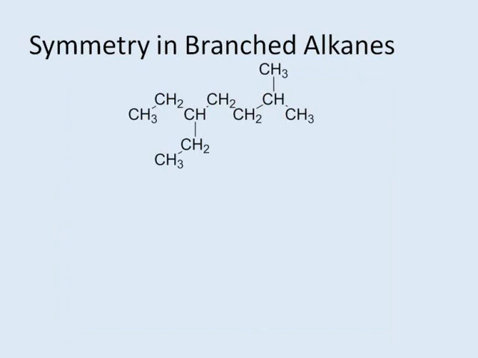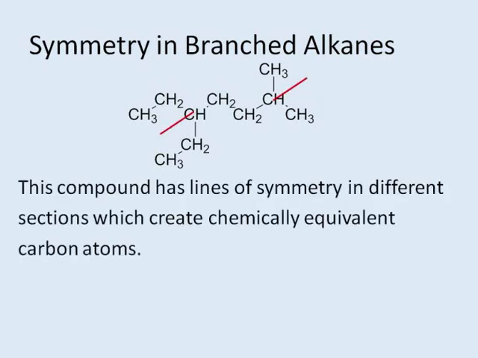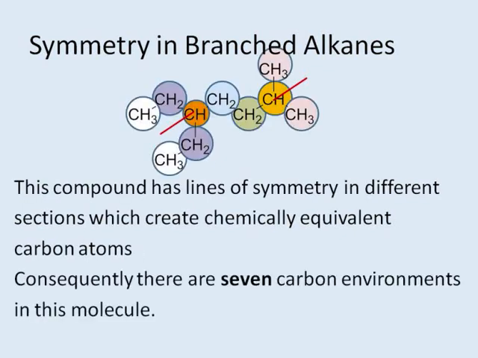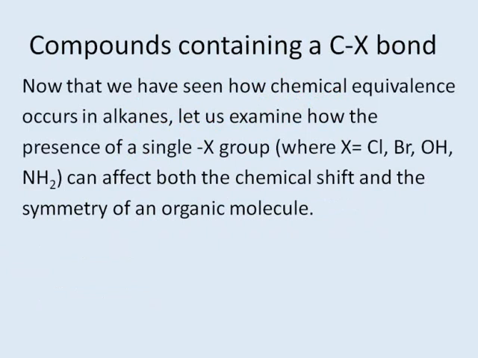Looking at our final example, that of 2-methyl-5-ethylheptane, we can identify 2 separate lines of symmetry which create chemically equivalent environments. Consequently, there are only 7 different carbon environments in this 10-carbon molecule. Now that we have seen how chemical equivalence occurs in alkanes, let us examine how the presence of a single substituent, or X group, where X equals chlorine, bromine, hydroxyl or amine groups, can affect both the chemical shift and the symmetry of an organic molecule.